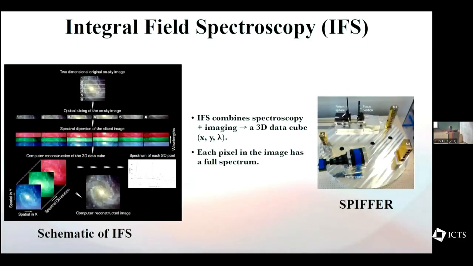It uses integral field spectroscopy. For those who are not familiar with IFS, IFS combines spectroscopy and imaging. So basically each pixel has not only the imaging information, but also the full spectrum. That's why the output is called a data cube, because it has 3 axes, the two image axes and the wavelength axis. And this is the spectrograph of ERIS, SPIFFIER, that I use.